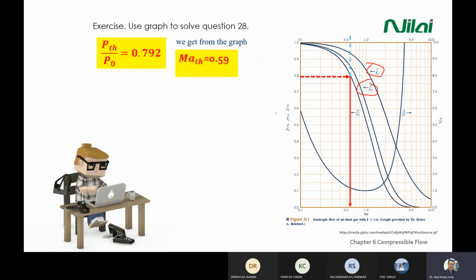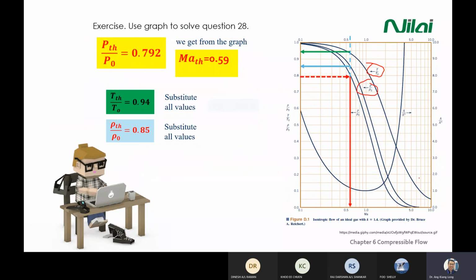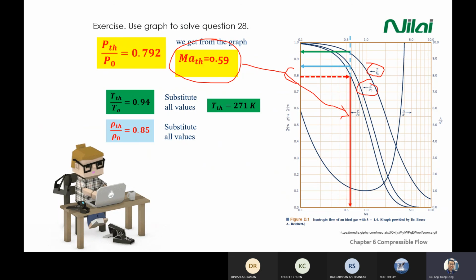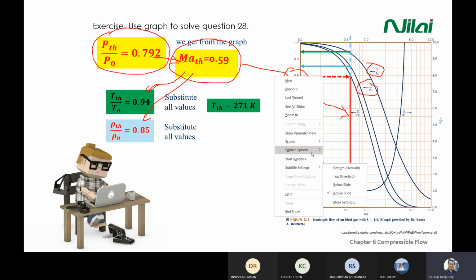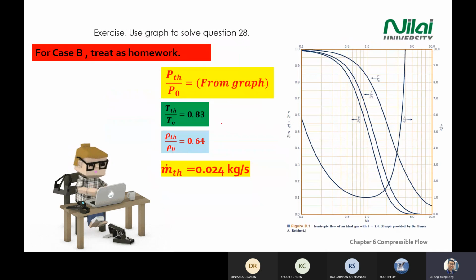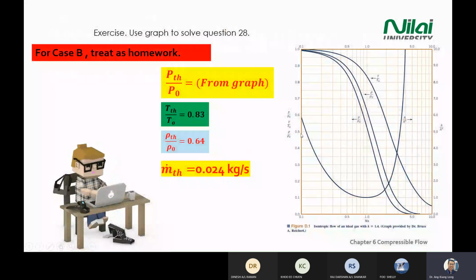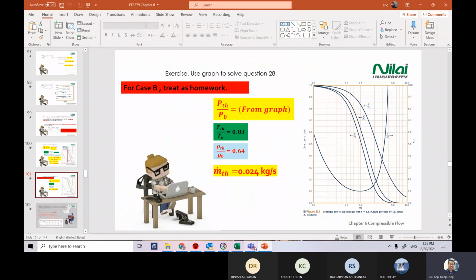The first one is using mathematics way. The second one is once you find the Mach number, you enter the graph using the pressure value. Then you get Mach number. From Mach number, you get temperature and density. Okay. So I think you can go through my PowerPoint slides later on for all this. This is a case B answer. And the rest you can go and view during your revision time.